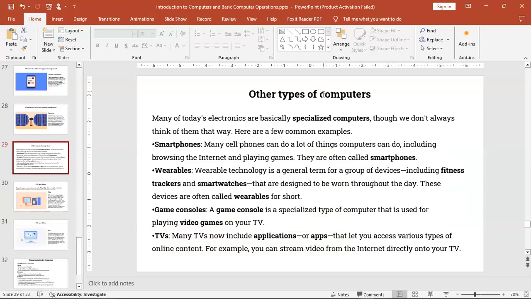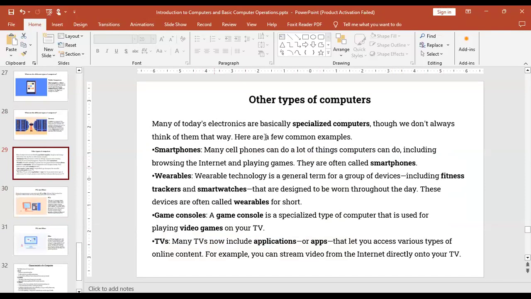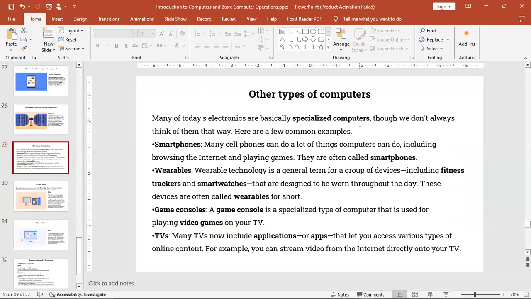So, other types of computers. Many of today's electronics are basically specialized computers, though we don't always think of them that way. Here are a few common examples.